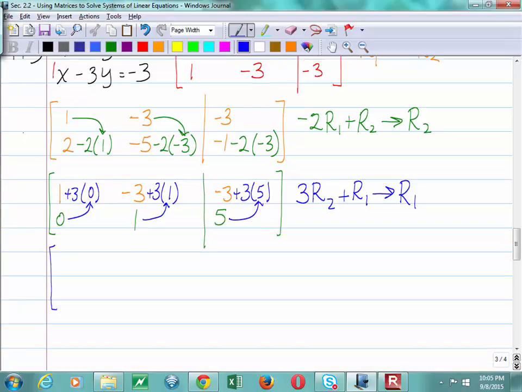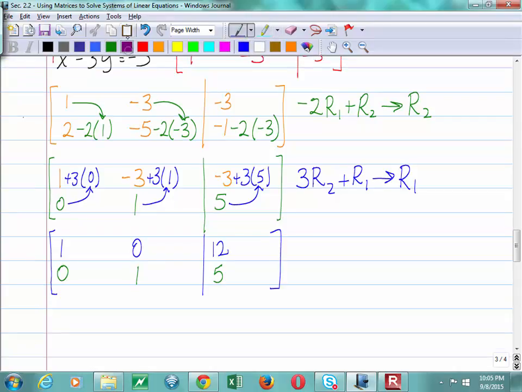Okay, so my first row, it's going to be 1, 0. Negative 3 plus 15 would be 12. And the second row stays the same, 0, 1, 5. Okay, and now I'm basically done. So my solution is 12, 5.